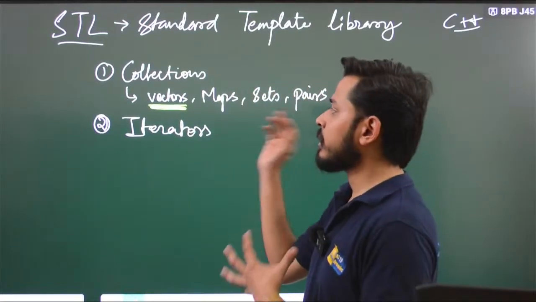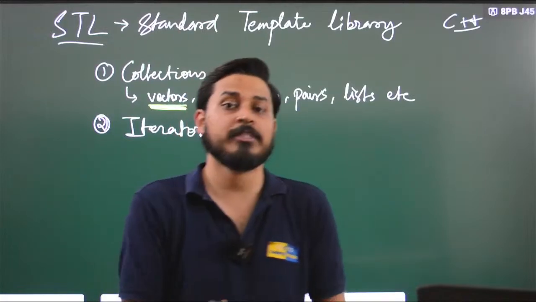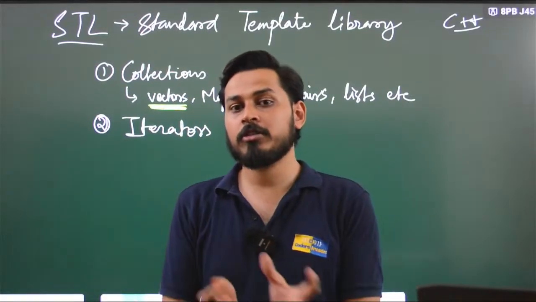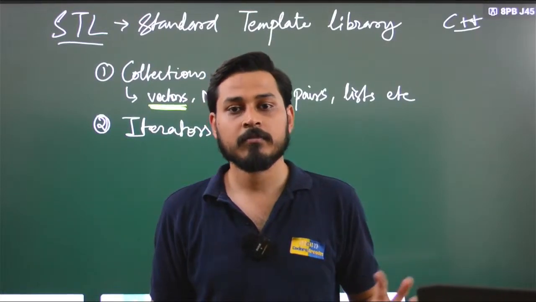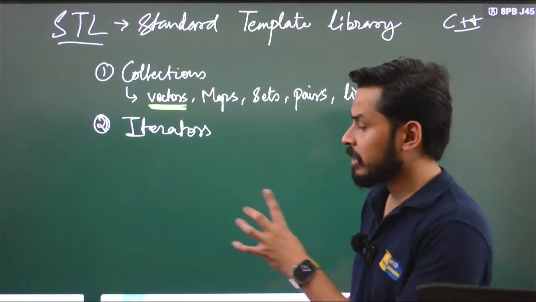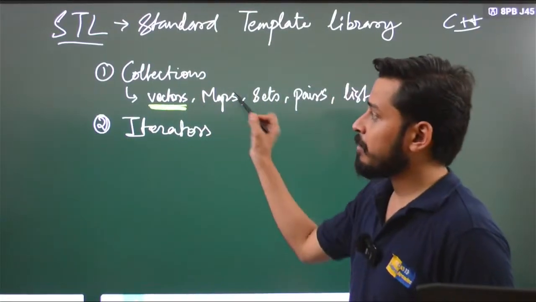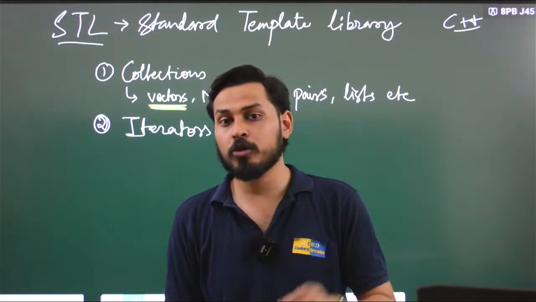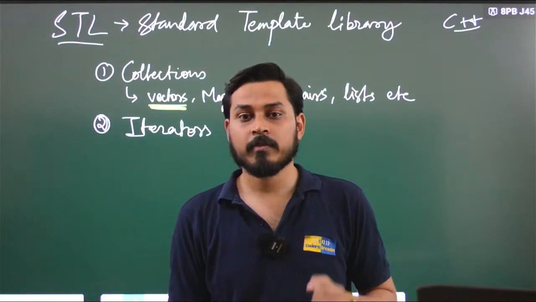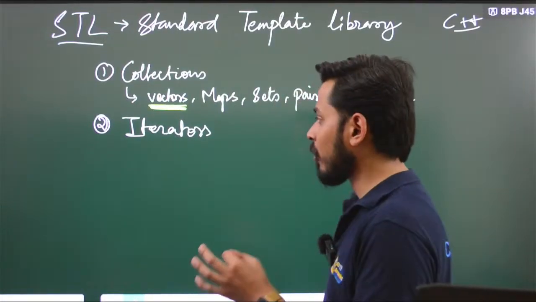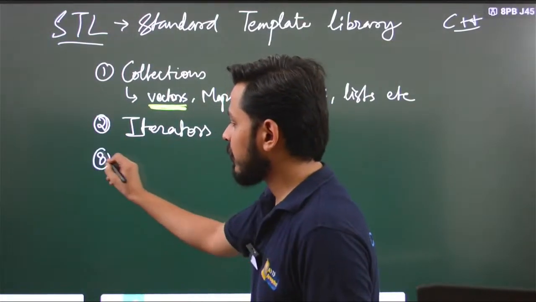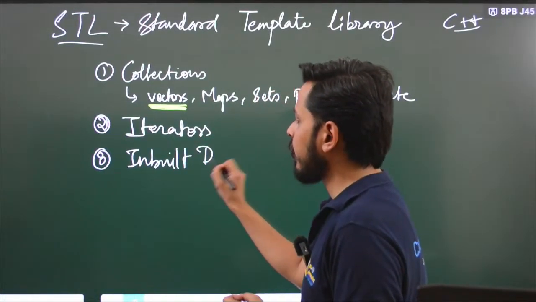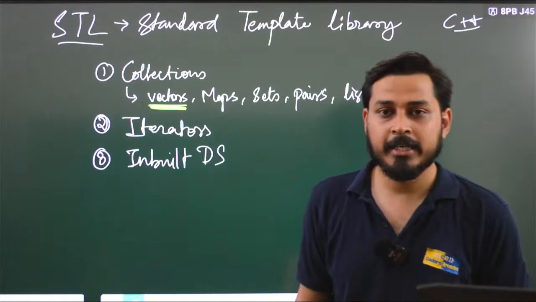Every collection may or may not have its own iterators, but generally in STL we also just talk about iterators. So in this case there is one single iterator, or maybe we are going to talk about different collections' iterators. Today in vectors I am going to talk about both of them one by one. We are going to talk about that later on. So iterators, and the third one is inbuilt data structures.